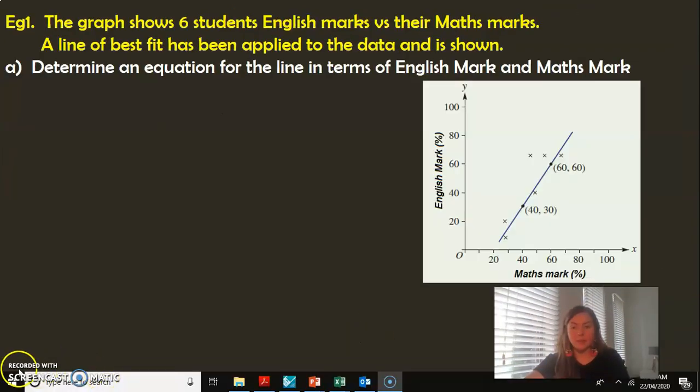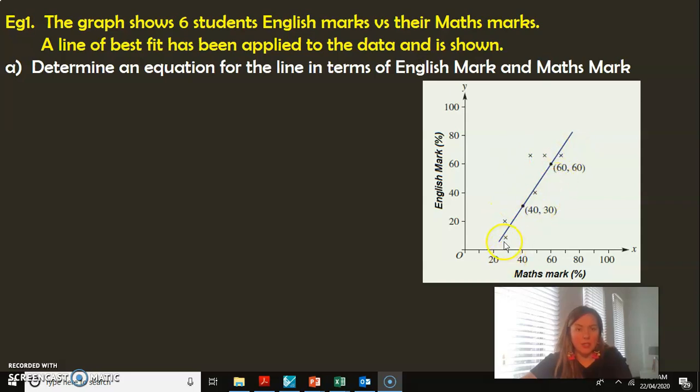This example has a graph of 6 students' English marks versus their maths marks. These little data points show each individual student's marks. Let's do an example, this little X here. That particular student got 50% for their maths mark, and then reading it off the y-axis, they would have got just over 40 for their English mark. That's what these points mean.